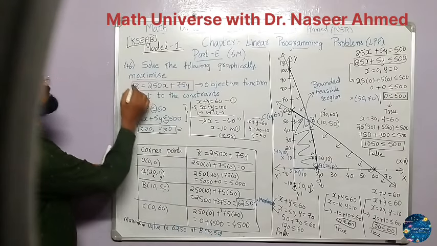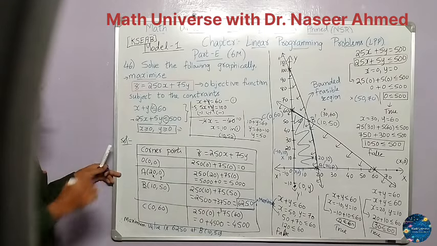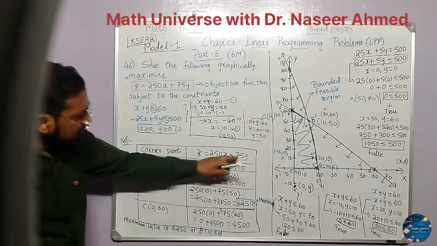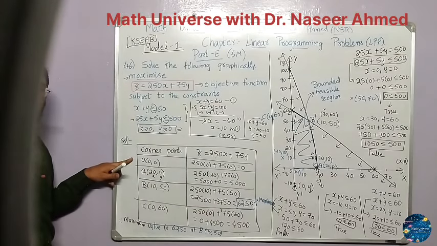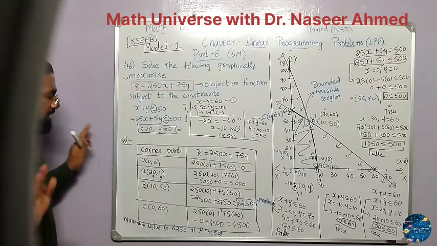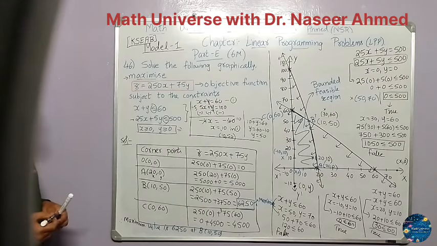But let us suppose the question here, in place of maximize, they could have given minimize, then which is the least value among all these? 0. At which corner point? 0, 0. That comment will be there if it is minimize. Kindly make a note of this.